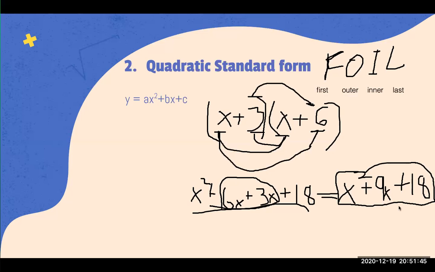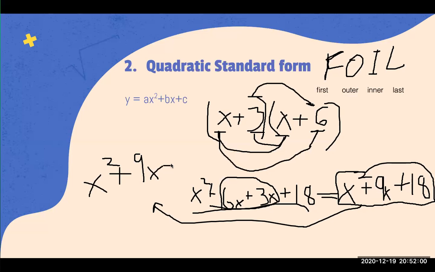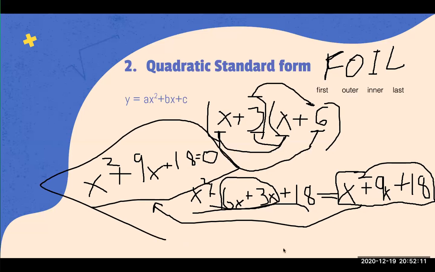And the right side had 0. So this was before: x squared plus 9x plus 18 equals 0. That's what we had before, if you can remember. So we're back to where we started. That's how you would use the FOIL method. So this is really important. If you're taking notes, please write this down. Super important.